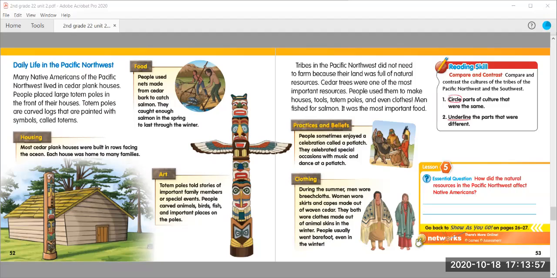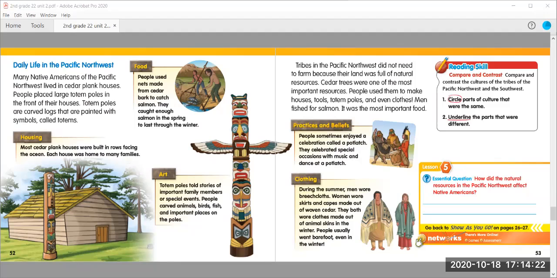Tribes in the Pacific Northwest did not need to farm because their land was full of natural resources. Cedar trees were one of the most important resources. People used them to make houses, tools, totem poles, and even clothes. Men fished for salmon. It was the most important food.